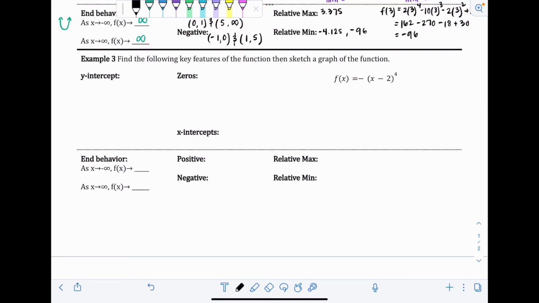So the next example, same type of problem, just a different function. Find the following key features of the function and sketch the graph. So our function is f of x equals -(x minus 2) to the 4th power.